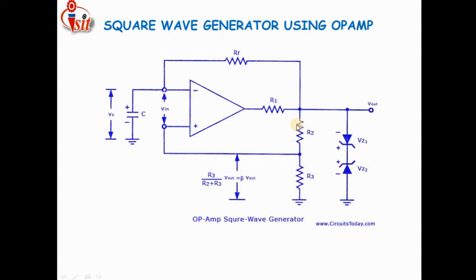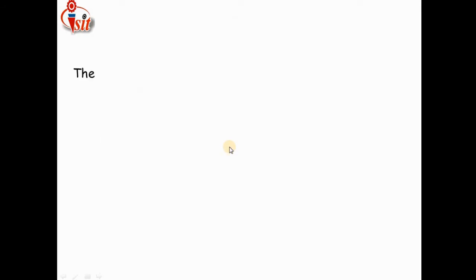Here R1 and R2, both resistors, are connected in series along with the ground. And the feedback voltage is nothing but beta times Vout. That beta factor is nothing but R2 divided by R1 plus R2, by using the voltage divider rule. Now let us see about this.